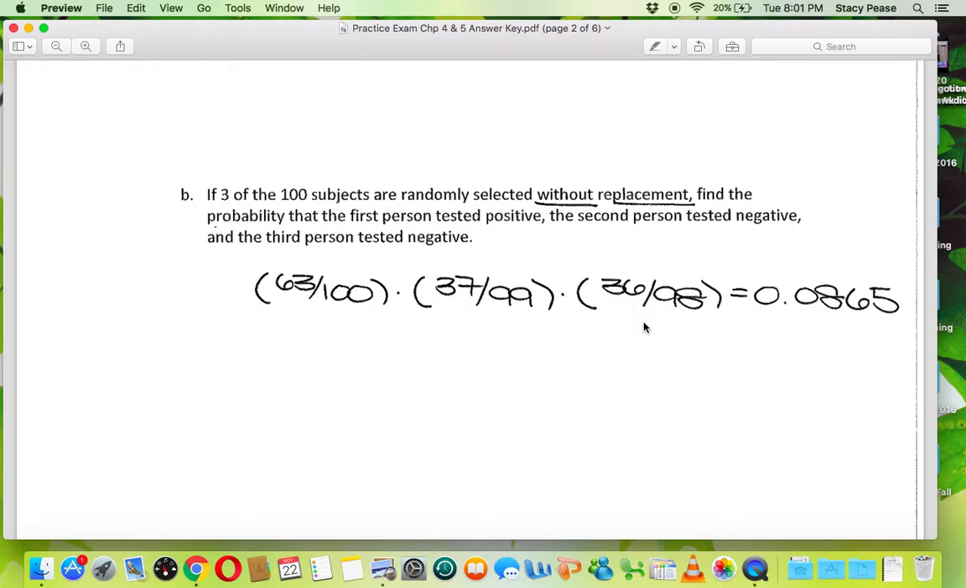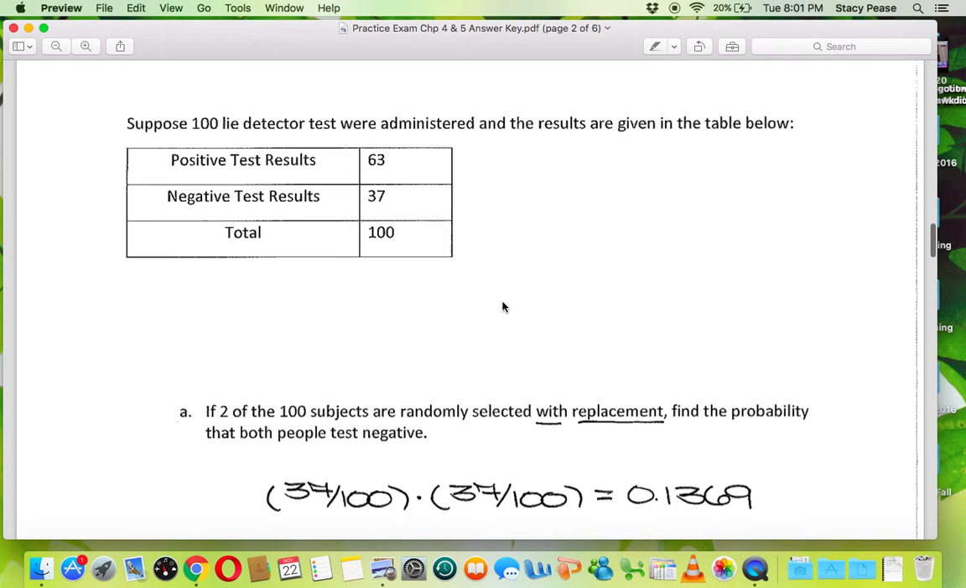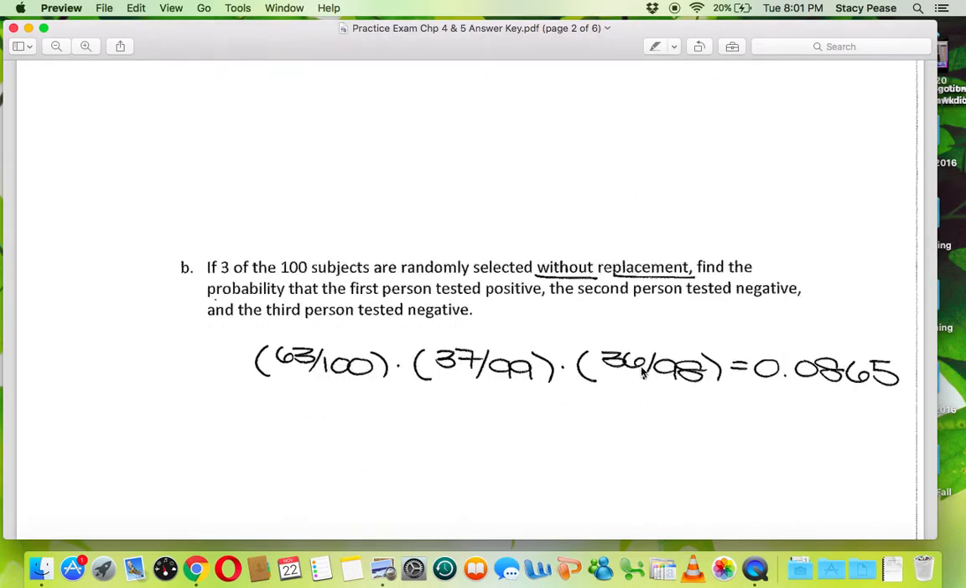Now for our third person, this person also, we want to know their probability of testing negative. So we've actually already used one person from our negative group, so this is now not 37, but is instead 36. And we've used 2 people toward our total, one from our positive group and one from our negative group. So our total is now not 100, but is 98. So for this person, it's going to be 37 divided by 98. And when you multiply those together, you get a probability of 0.865, or 8.65%, of having your first person test positive and your second and third persons testing negative.